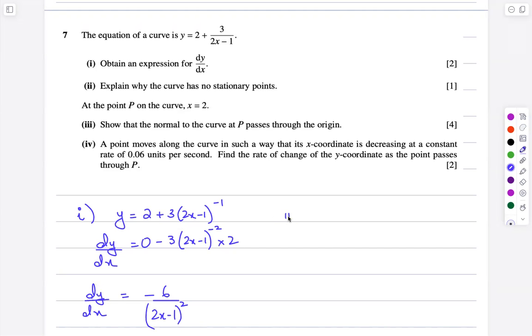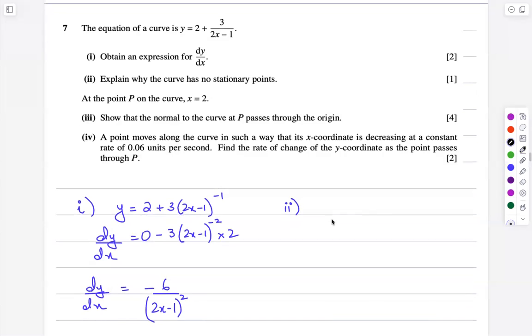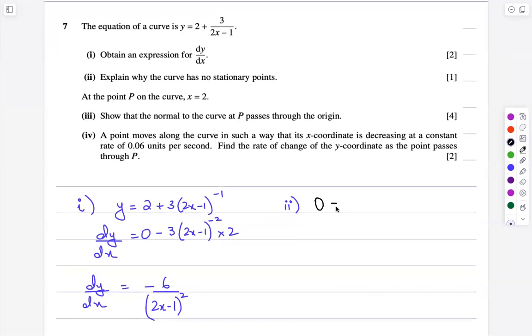In part 2, it says explain why the curve has no stationary points. So for a stationary point, dy/dx is equal to 0. If we write 0 equals minus 6 upon (2x minus 1) whole squared, this whole term will multiply by 0 and become 0. So we can say that there are no values of x for which dy/dx is 0. So this is not possible, and there are no stationary points on the curve.